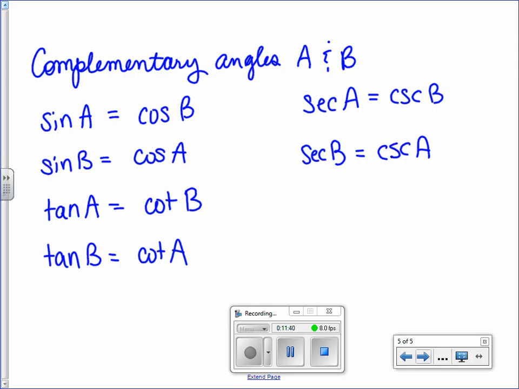It's opposite. Okay, its complement. You can look at the cotangent of its complement. See? These are any complementary angles, A and B.